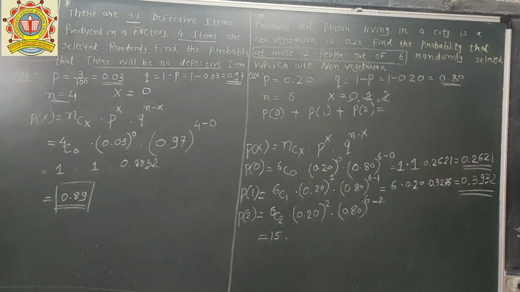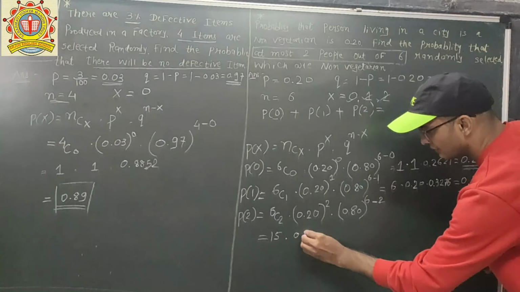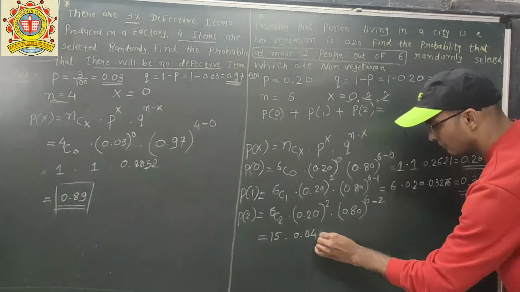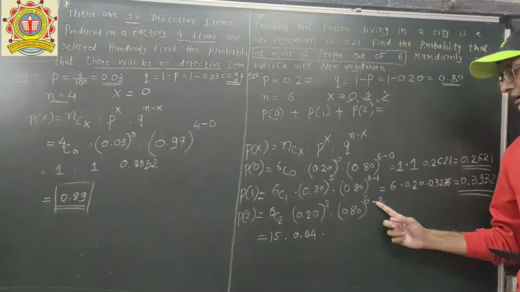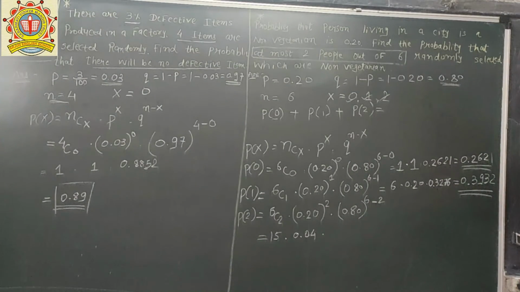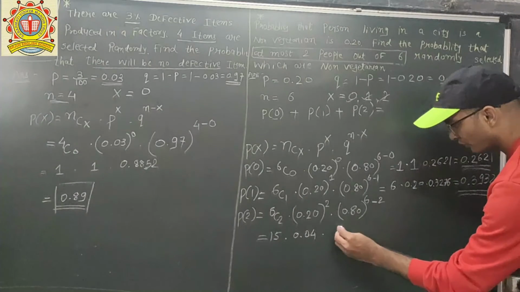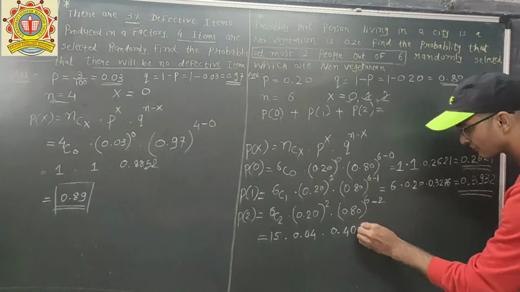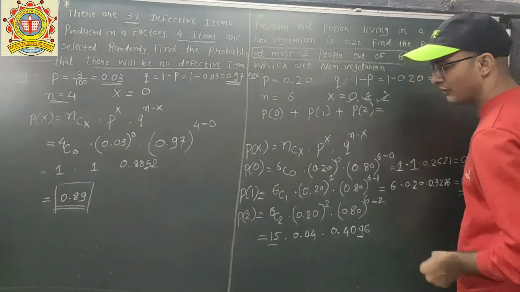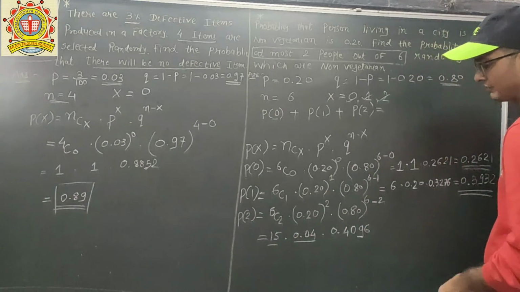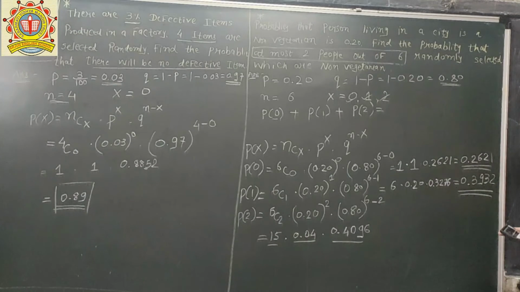Multiplied by 0.20 raised to 2, it comes to 0.04. Multiplied by 6 minus 2, which comes to 4, and 0.80 raised to 4 is 0.4096. Now the first value is 15, the second value is 0.04, the third value is 0.4096. Multiplying these three, 15 multiplied by 0.04 multiplied by 0.4096, our answer will be 0.2458. This is the third answer.